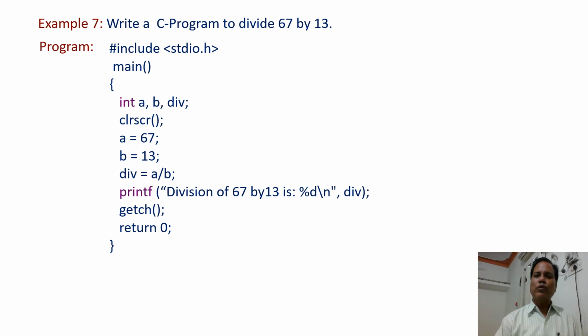And when this code is run, we get the message division of 67 by 13 is 5. Here we are getting only 5. So this is not the expected output, but in case of integer division, whenever both the operands are integers, we get the result like this one.